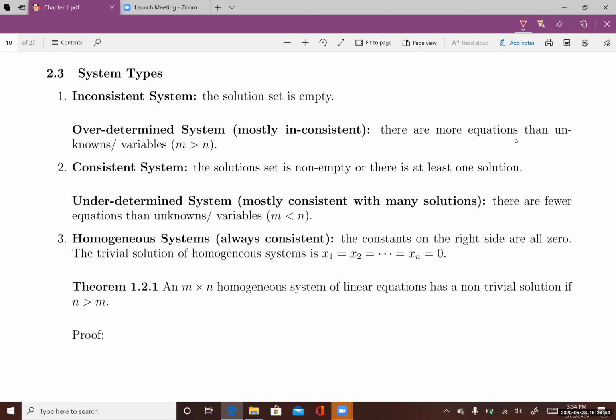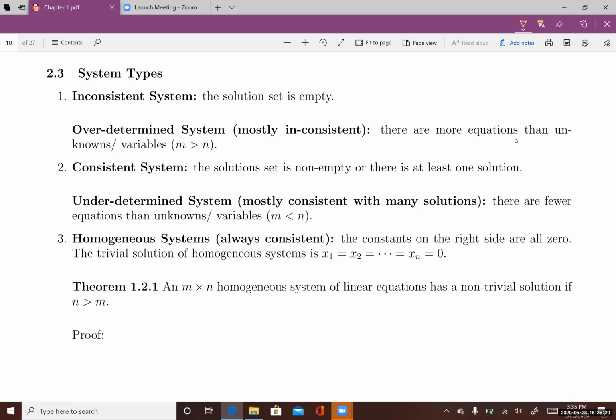And if a system is underdetermined, most likely that system is consistent with many, many solutions. All right, again, most of the time when you have more variables than equations, your system is more likely to be consistent with many solutions.